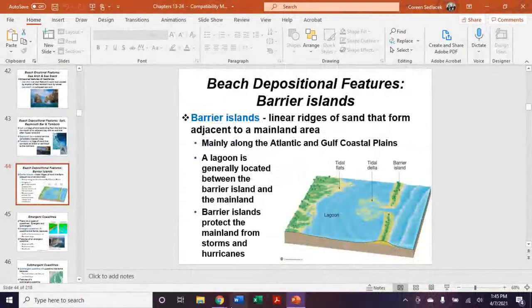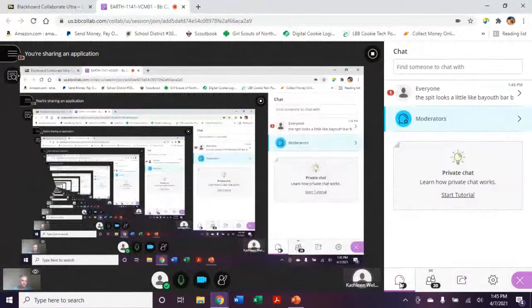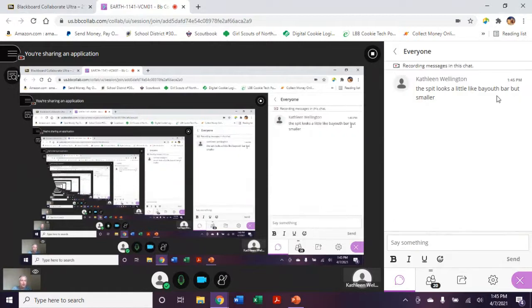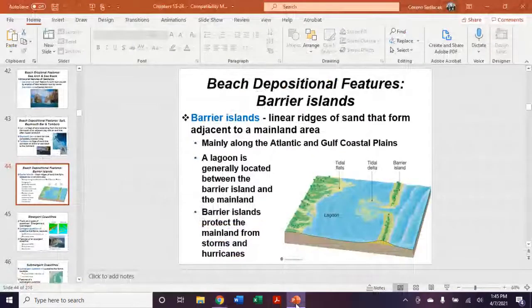Did we get a question? Let me see here. Spit looks like a baymouth bar, but smaller. Yeah, exactly. The spit, not the spit, I'm sorry. Where am I blanking at this one? Barrier Island.